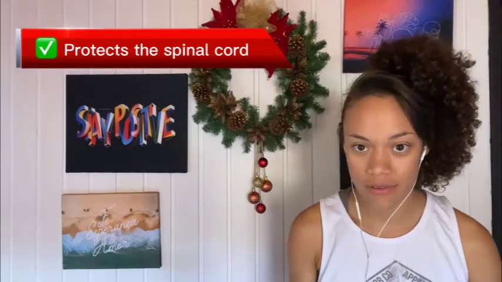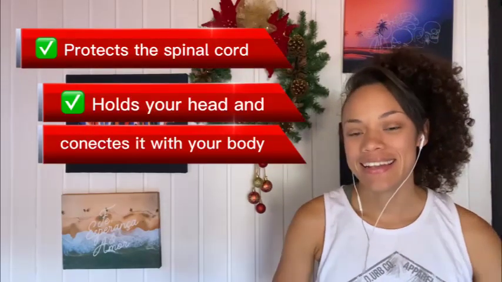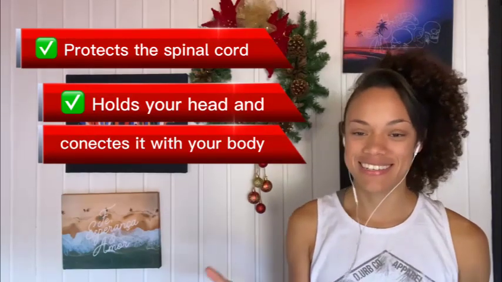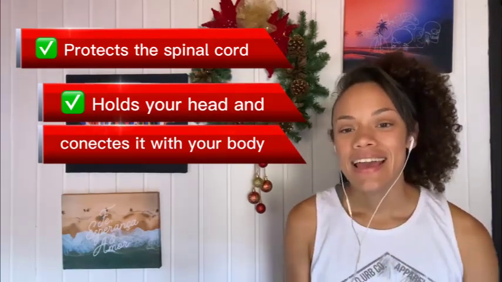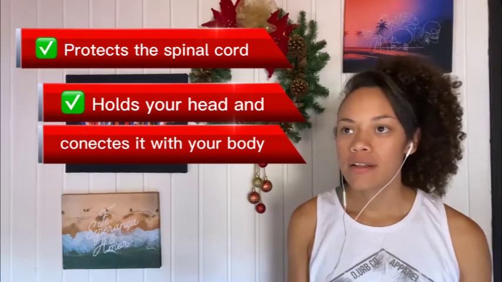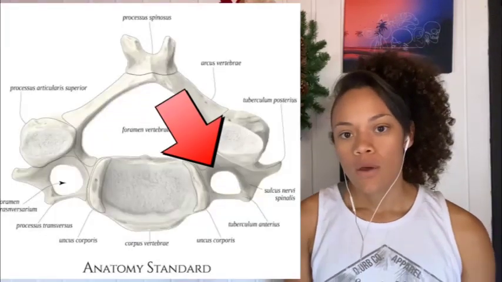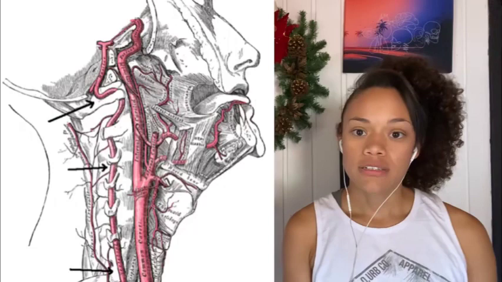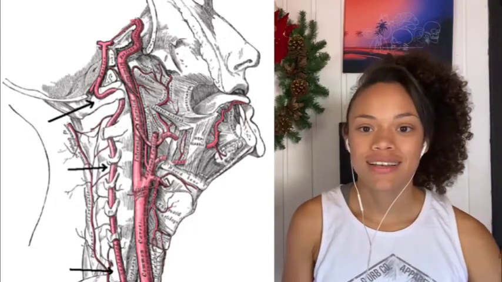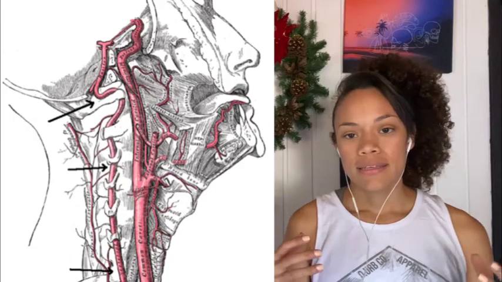So in resume, you have 7 cervical vertebrae, and let's talk a little bit about its functions. Simplifying it, it protects the spinal cord, which is very important. It holds your head and it connects it to the body, which is super important as well. And one particular function that the cervical spine has is small holes, which allow the vertebral arteries to go up to irrigate your brain. It's the only part in the spine where we have these kind of holes.